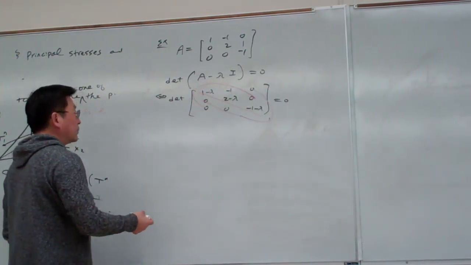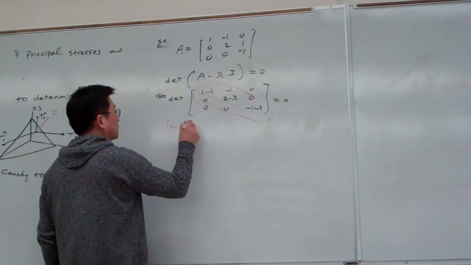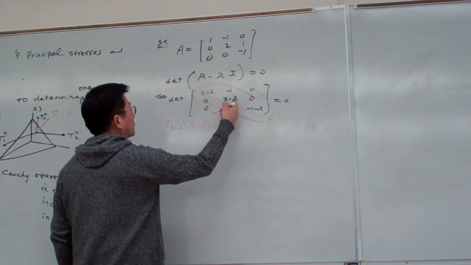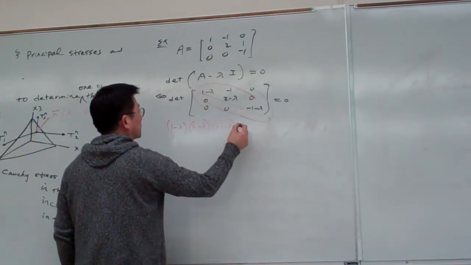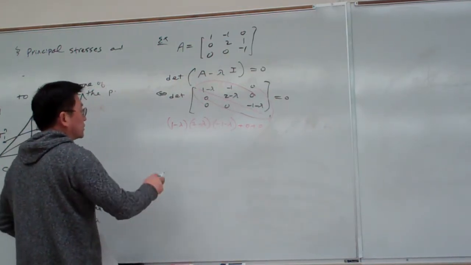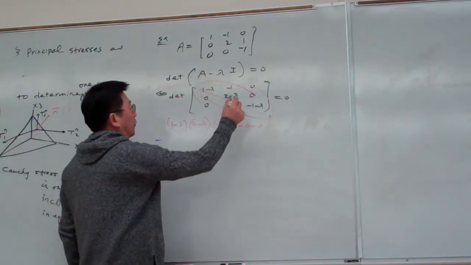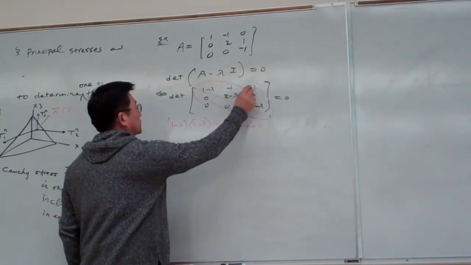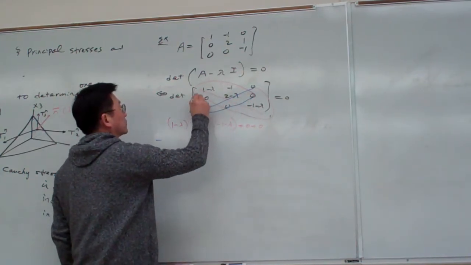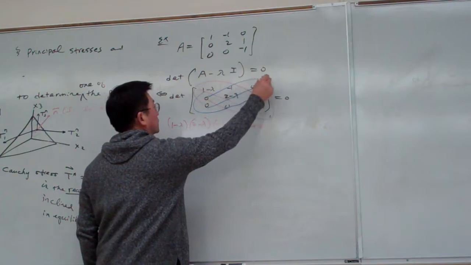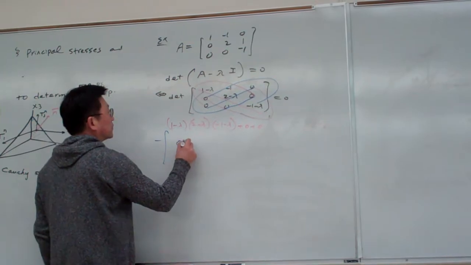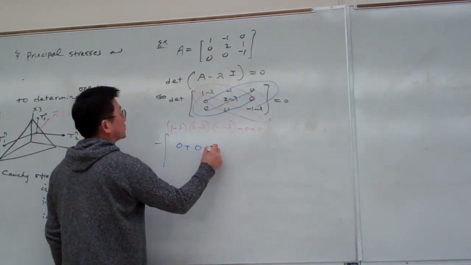So that means 1 minus lambda, 2 minus lambda, minus 1 minus lambda, and for this other term, 3 terms equal to 0. Then minus the multiplication of these 3 terms, and the multiplication of these 3 terms. So that means 0 plus 0 plus 0. Good.